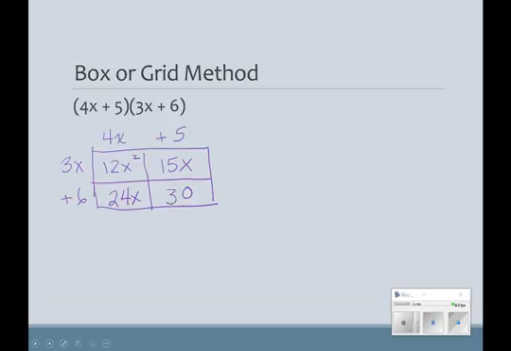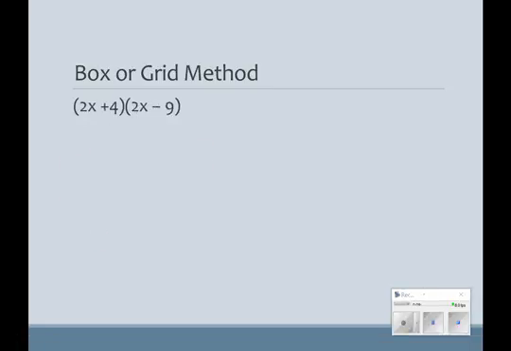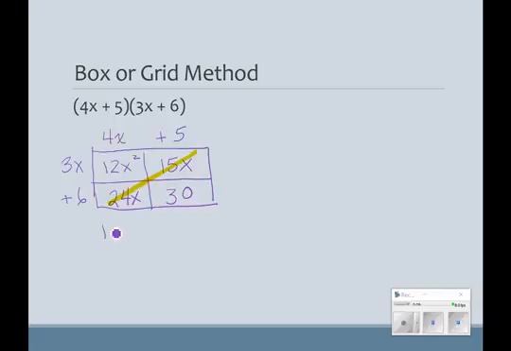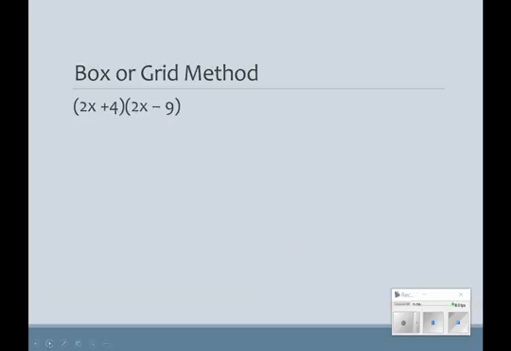Now here's the cool thing about this. When I'm multiplying, here are my like terms. And my like terms are going to end up on that diagonal every time. Okay. All right, so I've got my 12x squared. When I add my like terms, 15 and 24, because they're on that diagonal, is 39x and then plus 30. And there you have it. We're all done. That's my answer. I just like the box method because it just keeps track of things nicer and neater, but that's my preference.